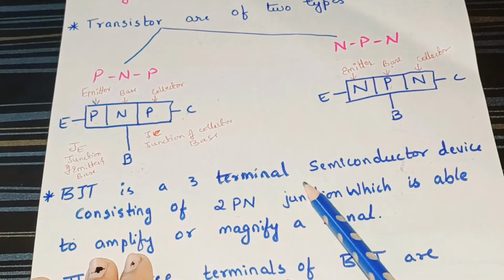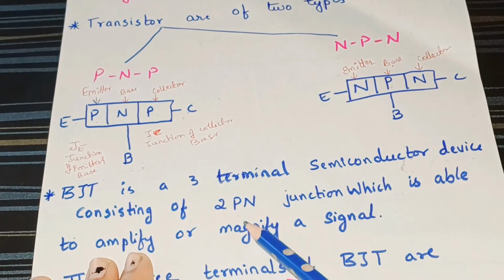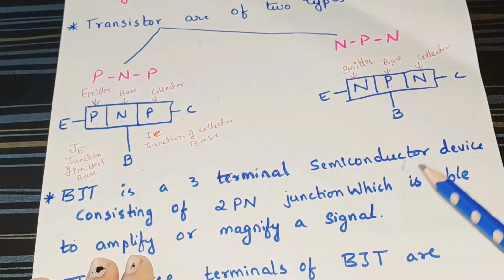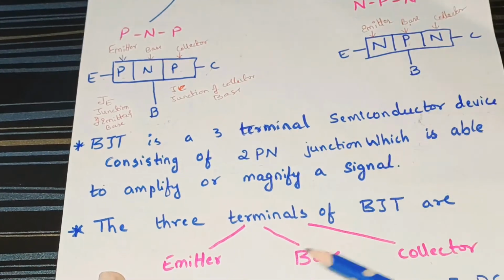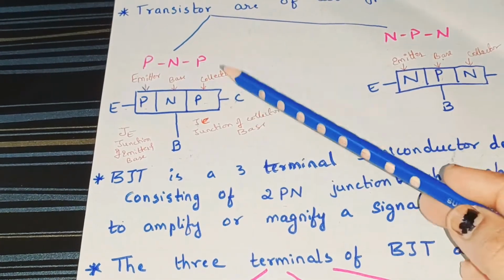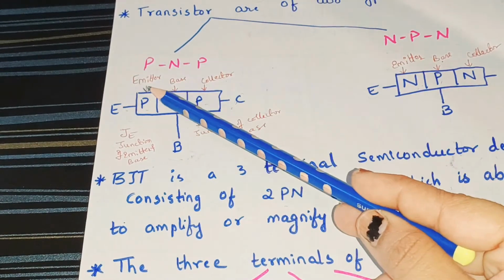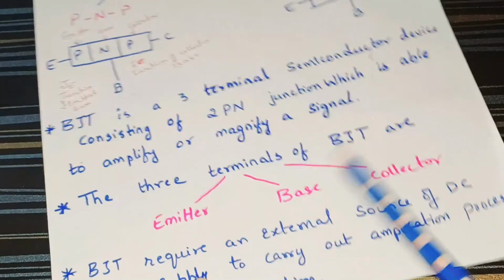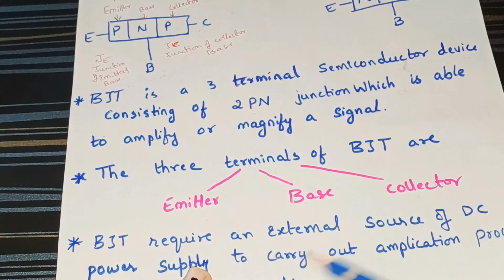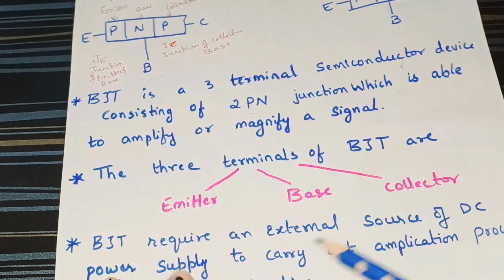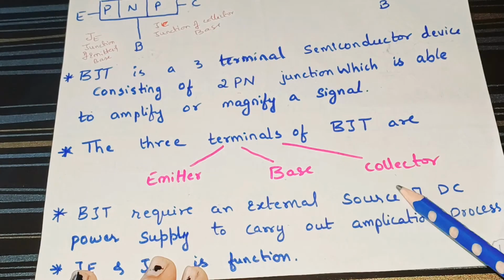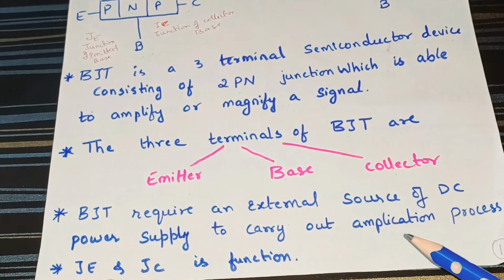BJT is a three-terminal semiconductor device consisting of two PN junctions which is able to amplify or magnify the signal. The three terminals of BJT are collector, emitter, base. BJT requires an external source of DC power supply to carry out the amplification process.